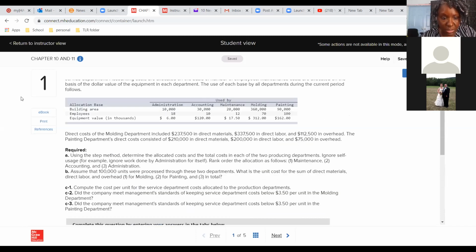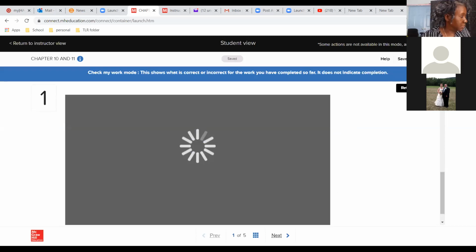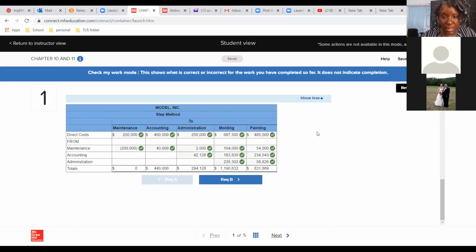Then the next step will be to do the same with the painting cost, and that's 210,000 added to 200,000 added to the 75,000. I get 485,000. Hopefully this is right, I had to add this twice. And now I'm going to check my work to make certain that this problem, at least part A, is done correctly. And the answer is right. Okay, go back.